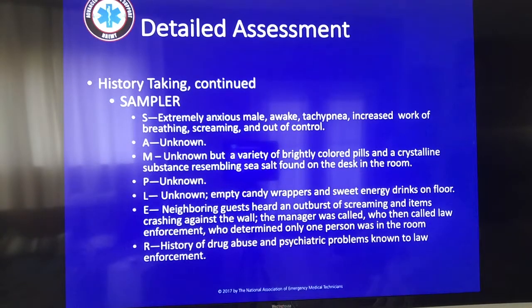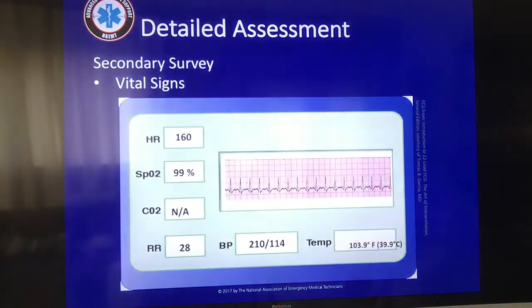his colored pills and a crystalline substance, sea salt found on the desk. That could be something. Empty candy wrappers, history of psychiatric problems, and the law enforcement officers know this person. Well, this looks like it could be an issue where there is toxins involved.